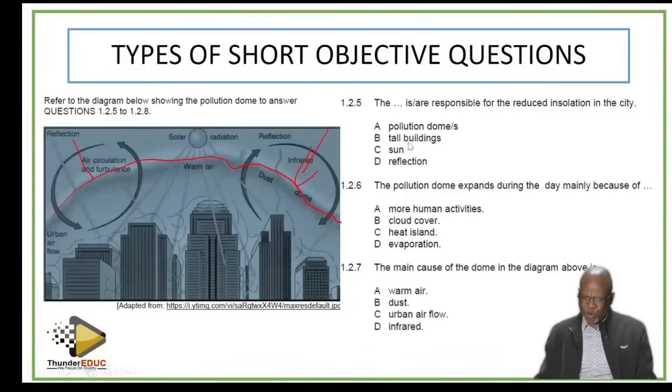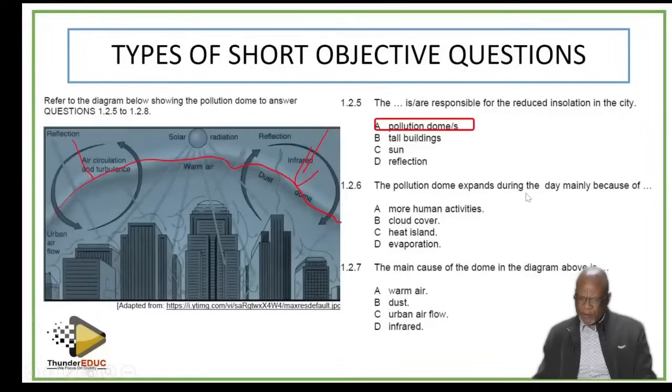Can it be tall buildings? Will tall buildings reduce insolation? How will they do that? Can the sun reduce insolation? The sun is the source of insolation. Can reflection be the source of reduced insolation? What will be the correct answer? The pollution dome. So this is the pollution dome. The sun's rays are bouncing off the pollution dome, and therefore they reduce insolation in the city.